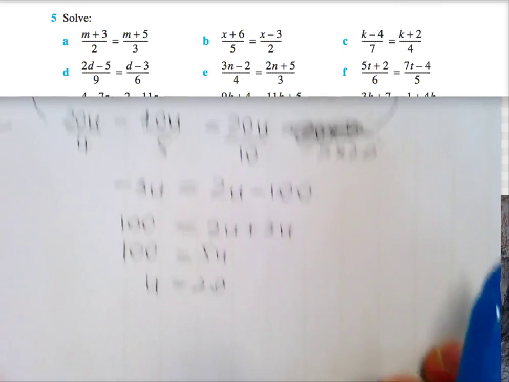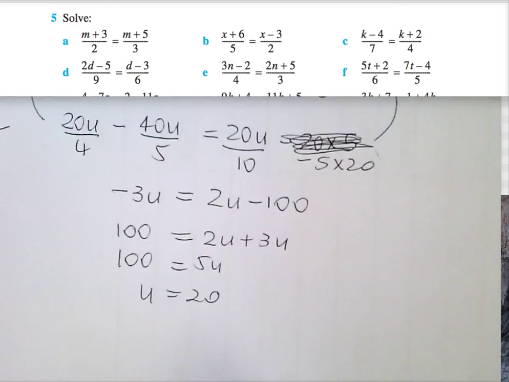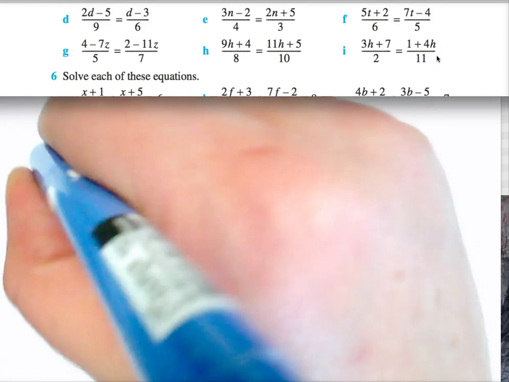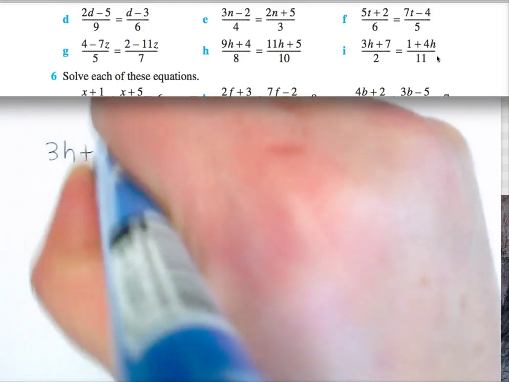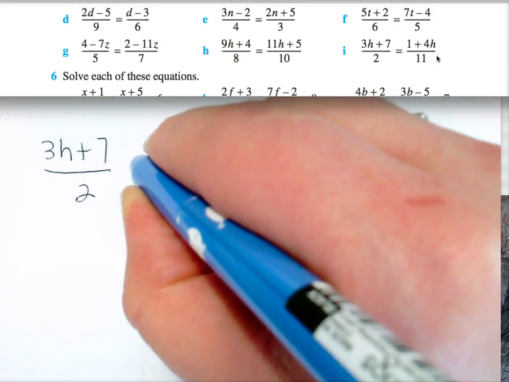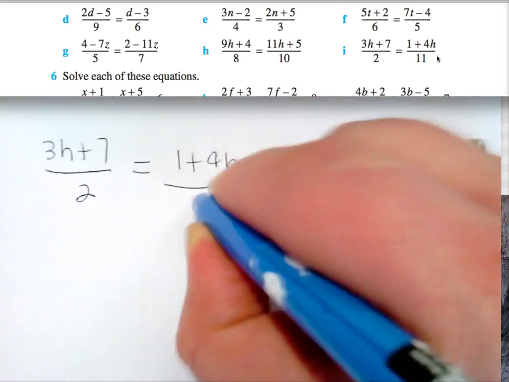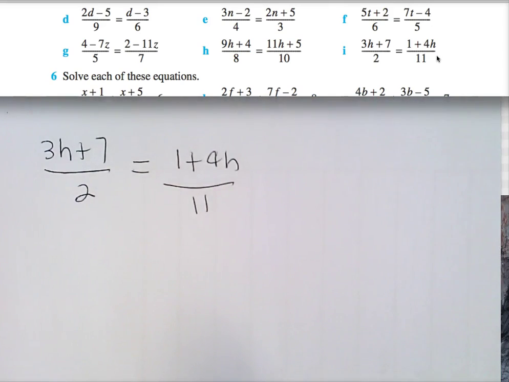Okay, we'll be practicing more of those. Next question. This is like a cross multiply one, but it really is doing the same thing. I don't really want you learning new rules for slightly different things. 3h plus 7 over 2 equals 1 plus 4h over 11. You can go the same rule. Some people call it cross multiply, but girls, what's the lowest common denominator?